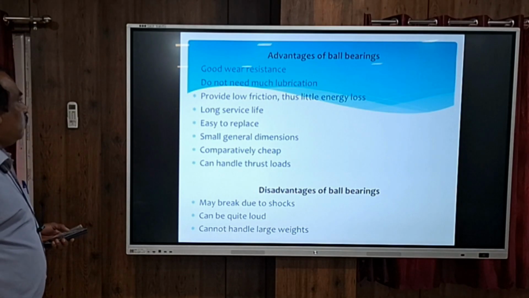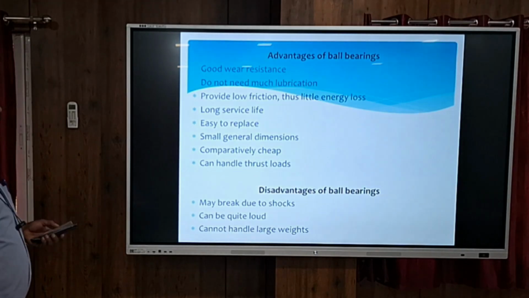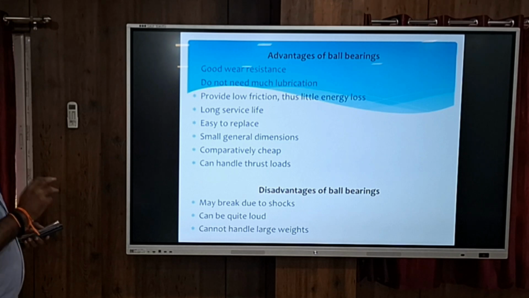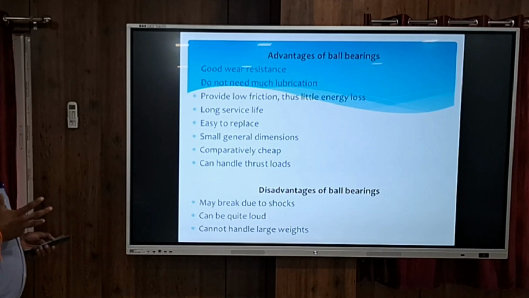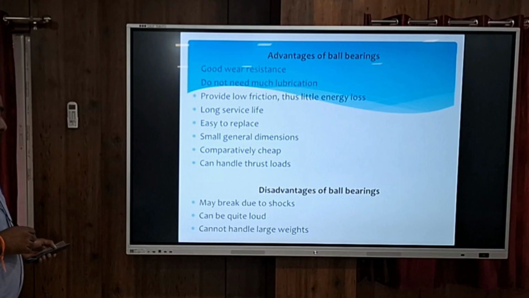Advantages of ball bearings are good wear resistance, they do not need much lubrication, provide low friction and thus little energy loss, long service life, easy to replace, small general dimensions, comparatively cheap, and can handle thrust loads also. Whereas the disadvantages: may break due to shock, can be quite loud, and cannot handle large weights. These bearings cannot handle large weight, but all the remaining advantages are there for this.